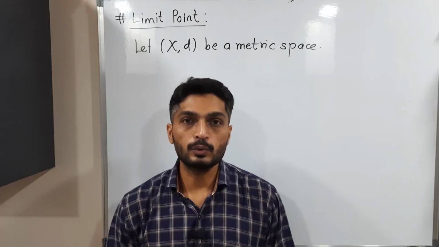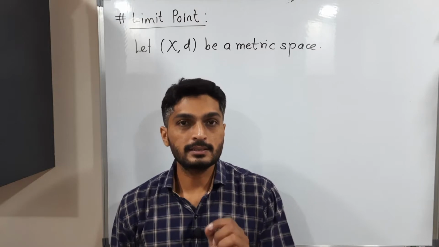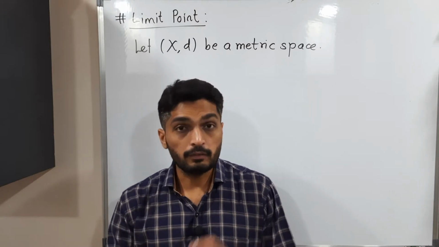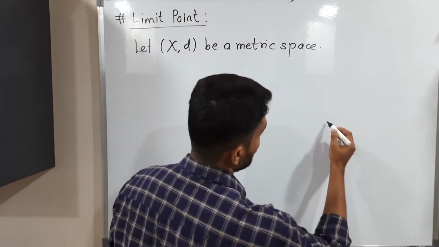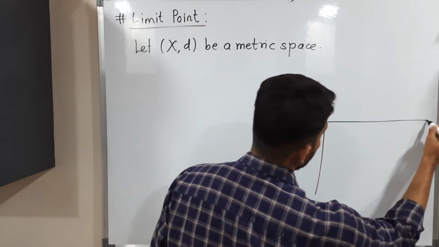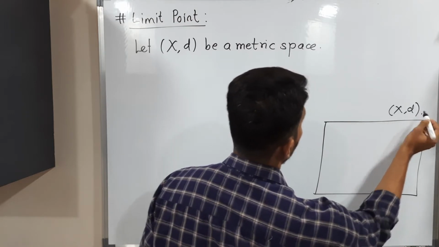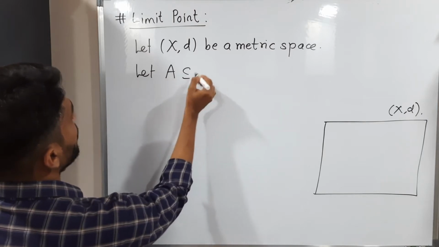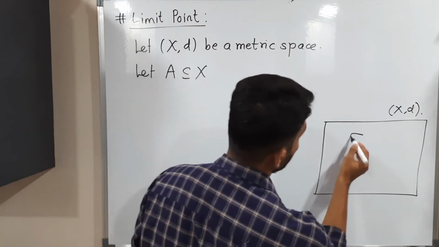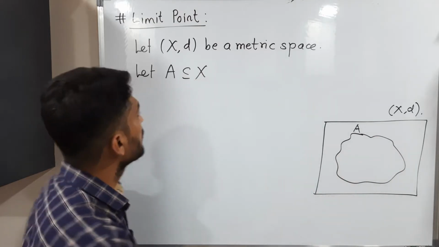Let us discuss a new concept, that is limit point. Let us discuss the definition of limit point. If we have a metric space (X, d), I have written already that thing. So suppose this is metric space (X, d). Let A be a subset of X. So we have some subset of X which is A.